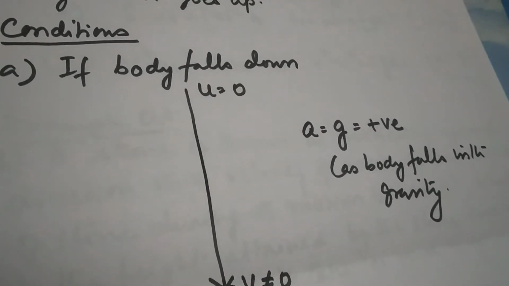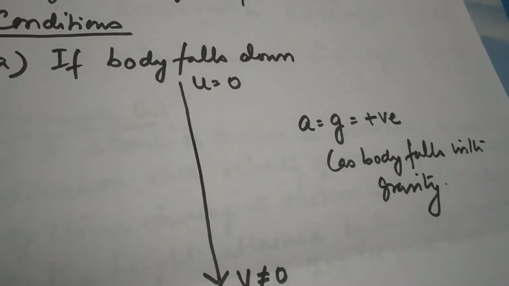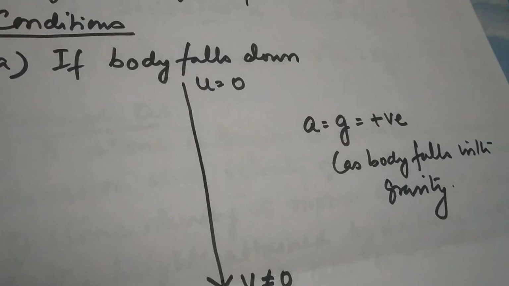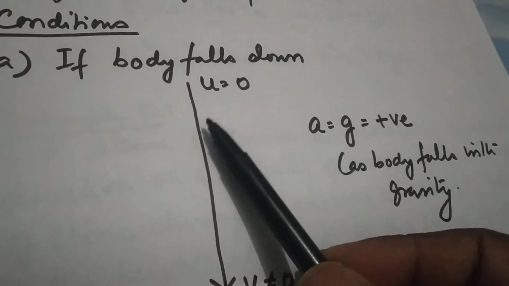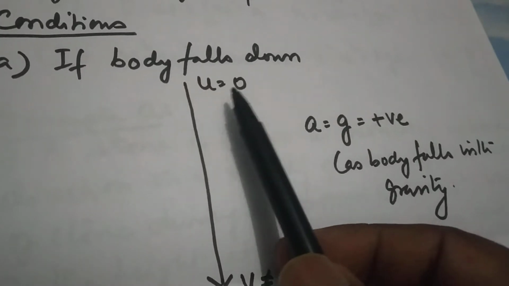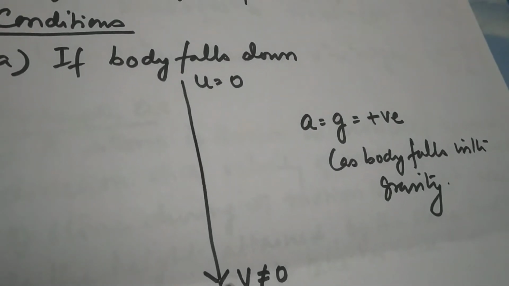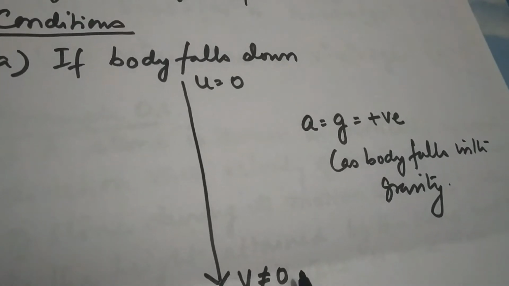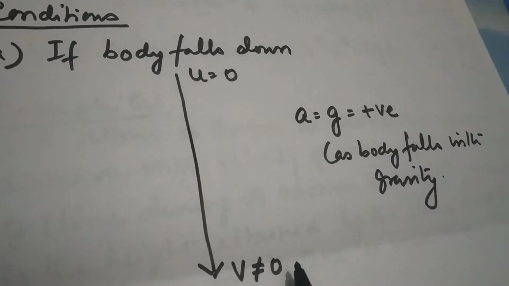First, if a body is falling down, we apply the equation of motion for a body going down. Try to understand this very clearly. If anybody is falling down, its initial velocity, from where it is dropped, will always be taken as 0. But when it hits the ground, its final velocity is never counted as 0. It is the velocity just before touching the ground, so it is never 0.